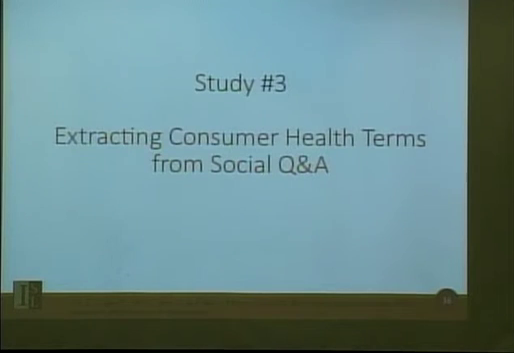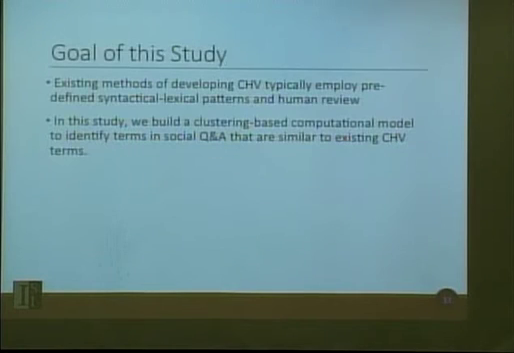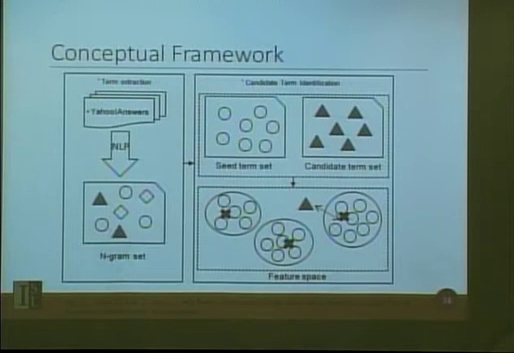In the next study, I want to take a step forward to automatically identify terms that are semantically, conceptually, contextually, and syntactically similar to existing CHV concepts in social question answers. Existing methods of leveraging CHV typically employ predefined lexical patterns and very intensive human review. In this study, we want to build a clustering-based computational model to identify terms in social question answers that are similar to existing CHV terms, so that we can scale up these methods and make them more scalable. So this is our conceptual framework.